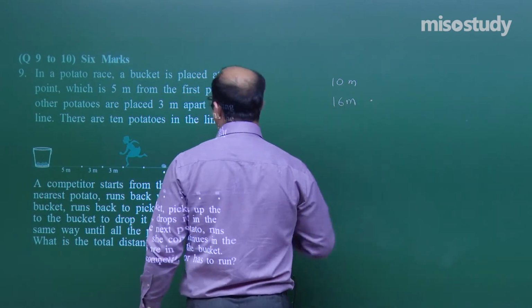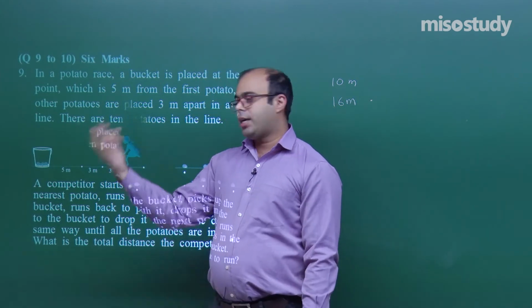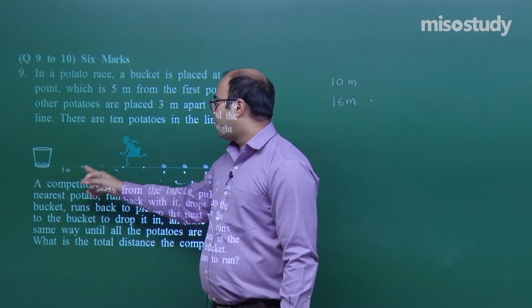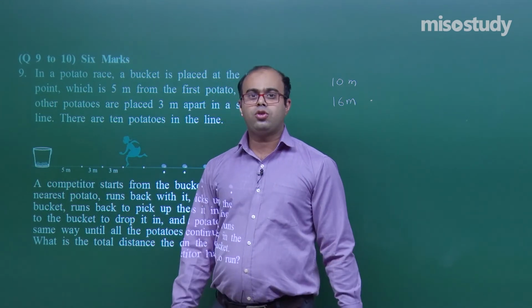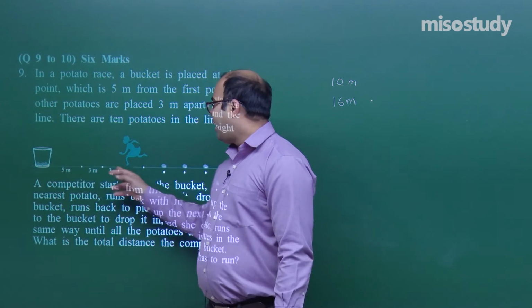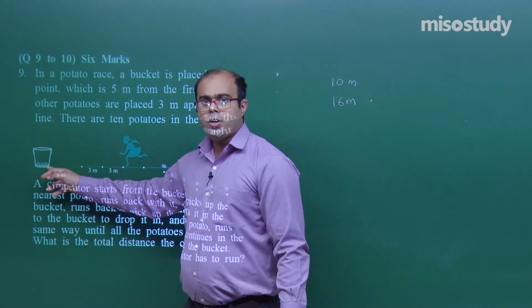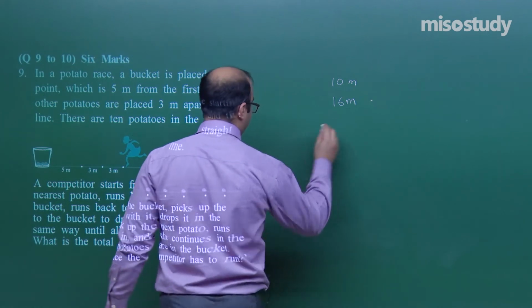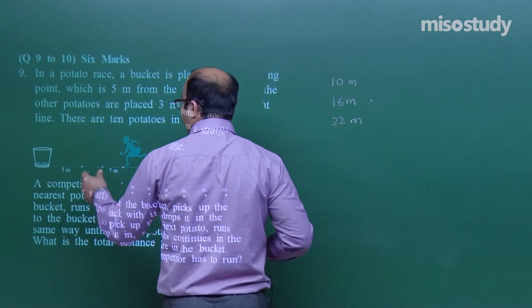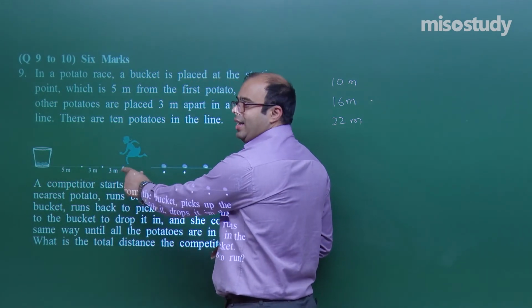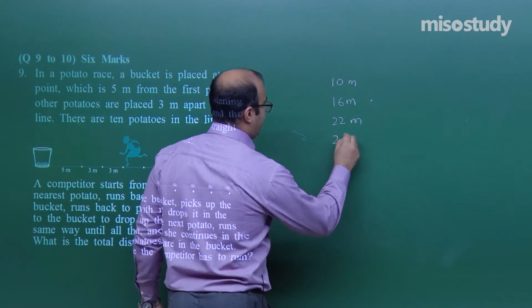16 meter it will take again to drop the second potato. Now the third potato, 5 plus 3 plus 3, that is going to be 11 meter. She will run 11 meter to get the potato and 11 meter again to drop the potato. So 22 meter. Similarly, there will be an addition of 3 meter in the going and the coming, that is 6 meter. So 28 meter.